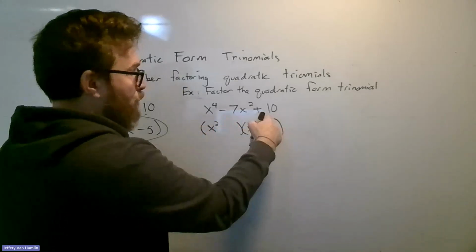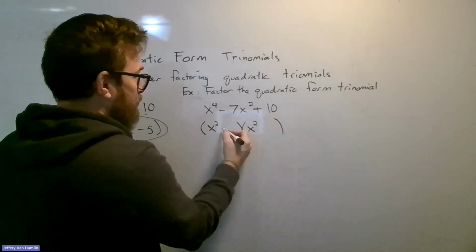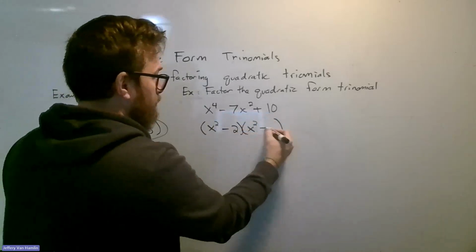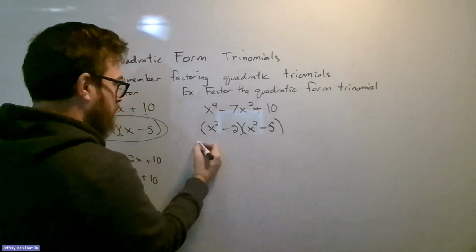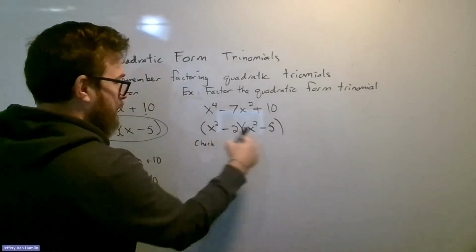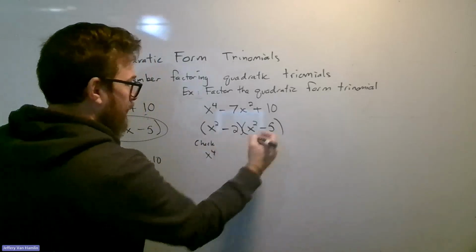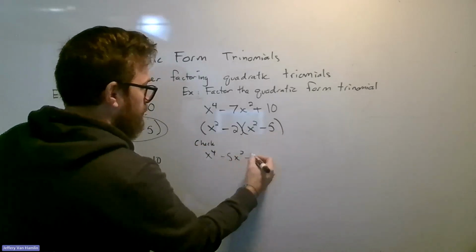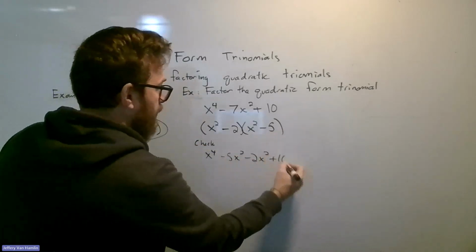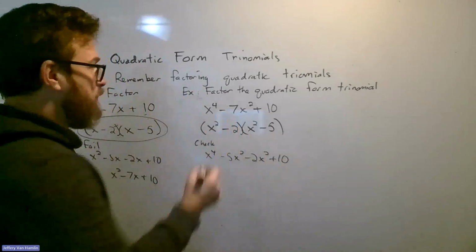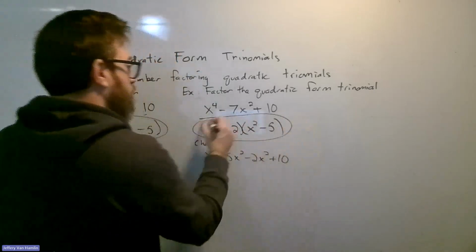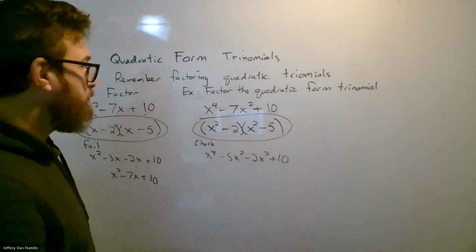And then similarly, we're going to have two things that multiply to positive 10, but add to negative 7. So we can see that we're going to get minus 5 and minus 2. And then we can check this. When we FOIL, x squared times x squared is x to the fourth. Outside is minus 5x squared. Inside is minus 2x squared. And then last, plus 10, which does simplify to this. So this is factoring that quadratic form trinomial.